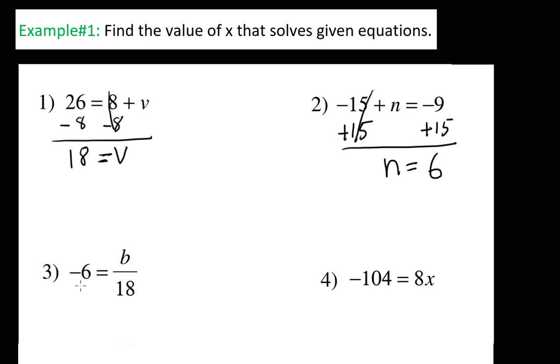Number 3 is negative 6 equals 1b divided by 18. So the inverse operation for division is multiplication, so we will multiply 18 left and right. 18 times negative 6 is negative 108 equals. 18 divided by 18 is 1, then we have 1b.